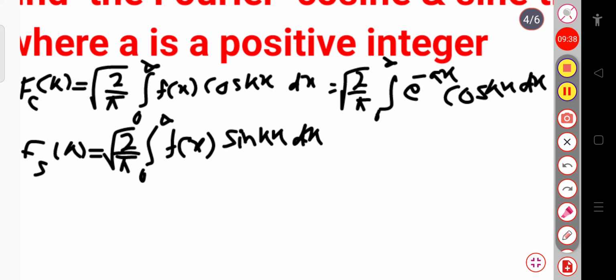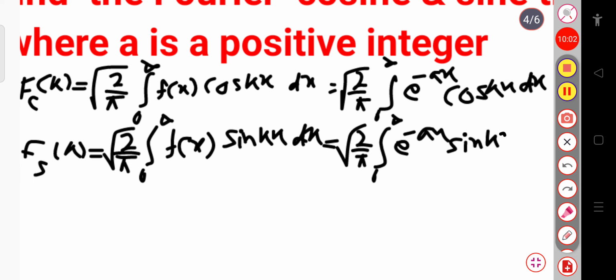So this will be equal to root over 2 by pi, again integration over 0 to infinity. In place of f of x I have to write exponential minus ax, because we have to calculate the Fourier cosine as well as Fourier sine transform of exponential minus ax, into sin kx into dx. So here we have written the Fourier cosine transform expression and the Fourier sine transform expression.